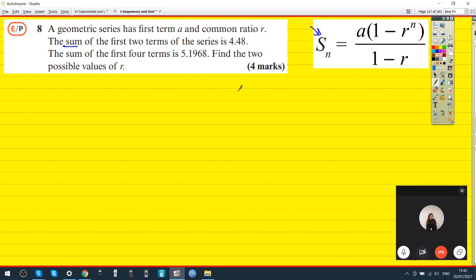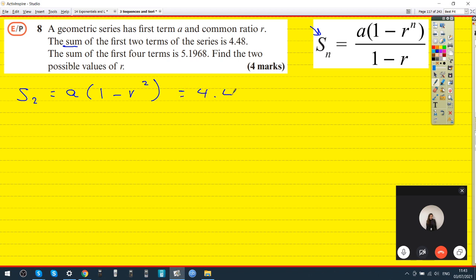So would you make it like Sn or 1 plus 2? Right. This one would be S2, the sum to two terms. Just S2. Equals A. We don't know what A is. And then 1 minus r to the power of... what is n? Oh, 2. Is equal to 4.48.